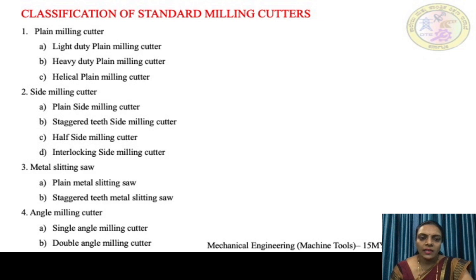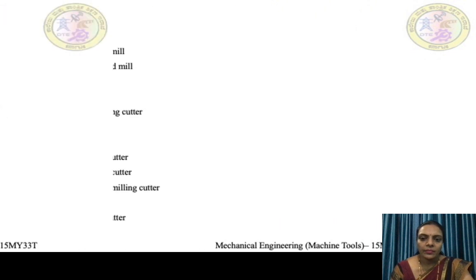Again, these side milling cutters can be classified as plain side milling cutter, staggered teeth side milling cutter, half side milling cutter, and interlocking side milling cutter. The third type is the metal slitting saw, which can be classified as plain metal slitting saw and staggered teeth metal slitting saw. The fourth type of milling cutter is the angle milling cutter, which can be classified as single angle or double angle milling cutter.